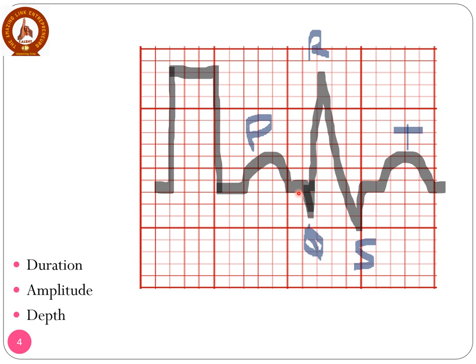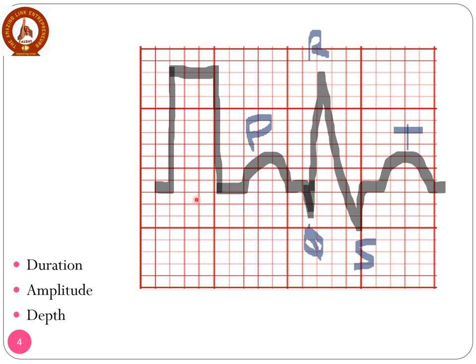1, 2, 3, 4. So that will be 4 times 0.04. So that gives 0.16 seconds. So this is how to use the horizontal calibration and the vertical calibration to assess ECG.